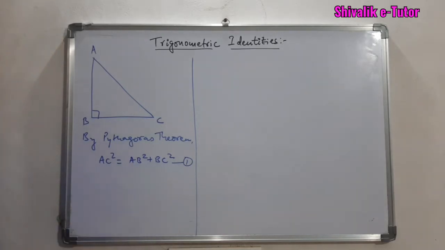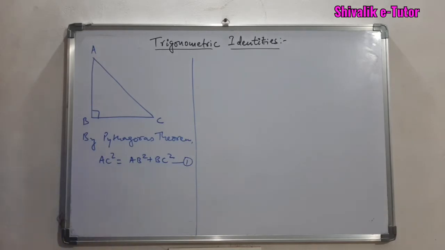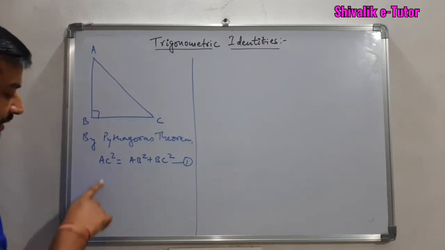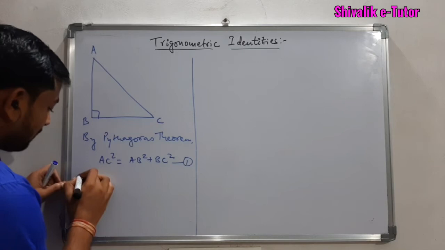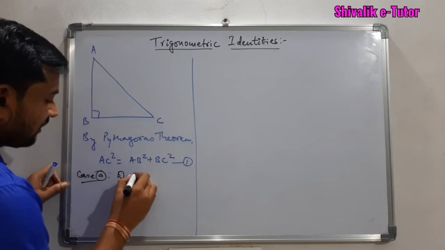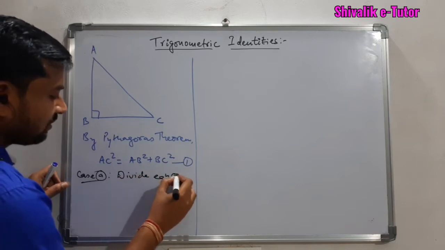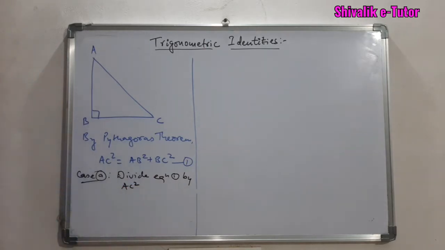Now, when we talk about the trigonometric identities, these are the results which we will use to prove some other results. So here, I just want to do one thing. In this equation 1, we will be dividing it by AC square, by AB square and by BC square. Suppose first, case A, I am taking here: divide equation 1 by AC square. If we divide equation 1 by AC square, what will we get here?